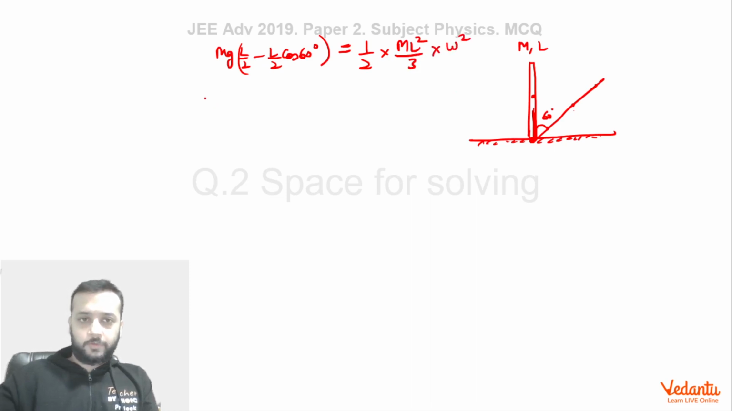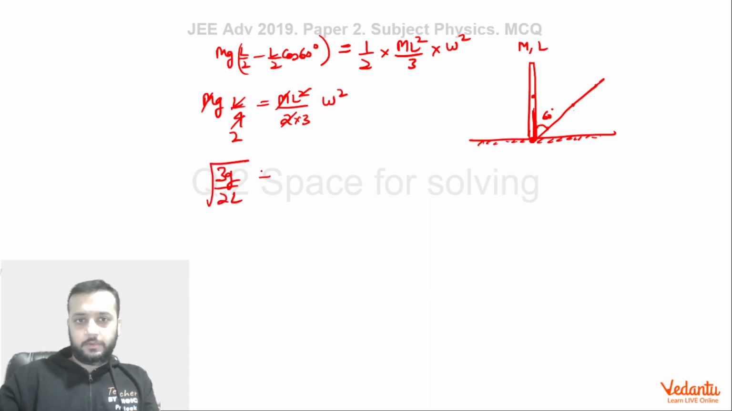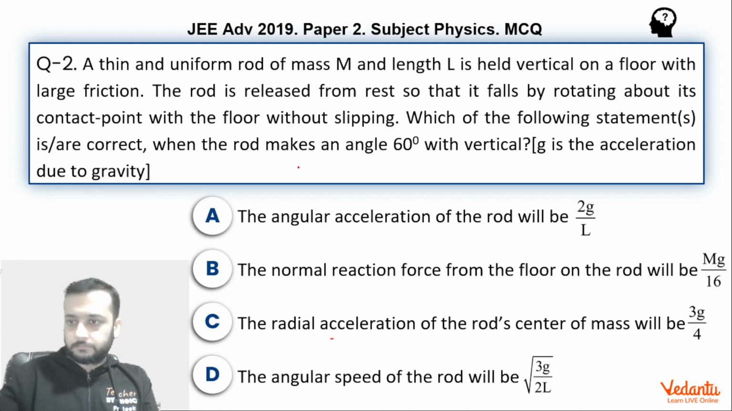So from here, what do we get? mg into (L by 2 minus L by 4). So this is L by 4, which is nothing but ml square by 2 into 3 into omega square. m will cancel out, L will cancel out, this will become 2. So we get omega equals under root 3g by 2L. So angular velocity is root of 3g by 2L, which is the right option.